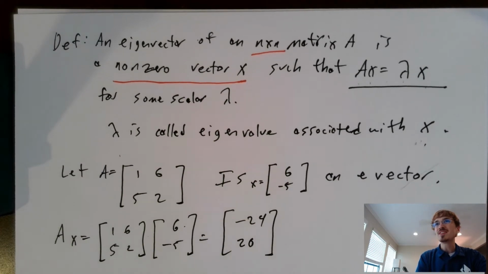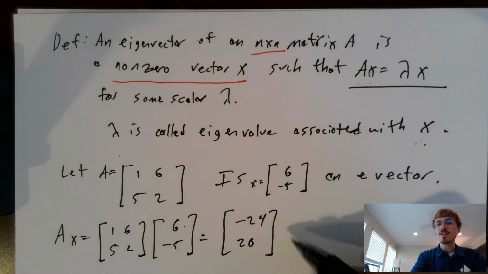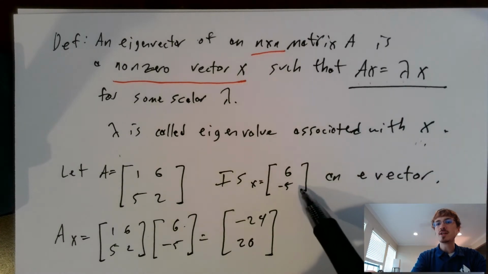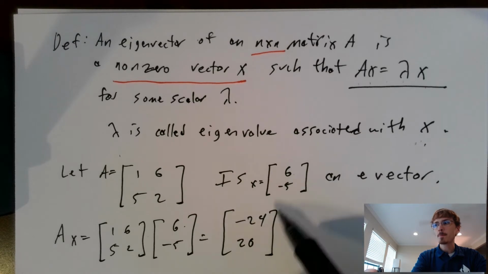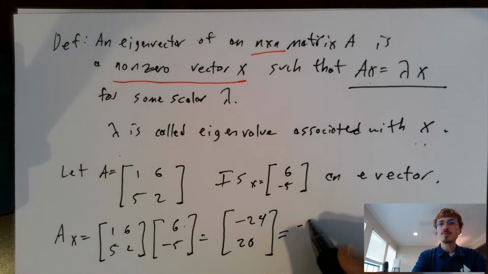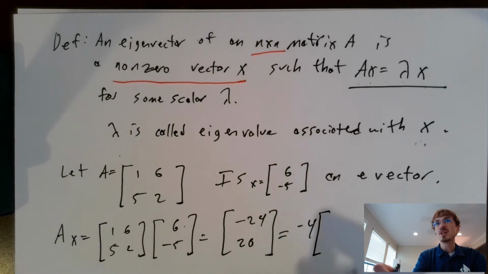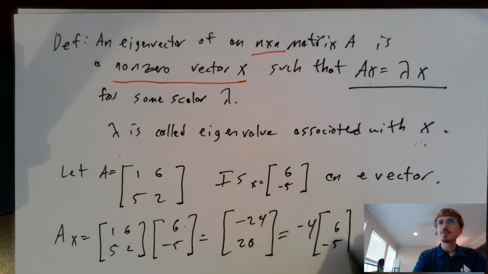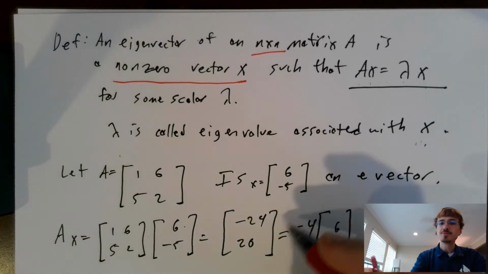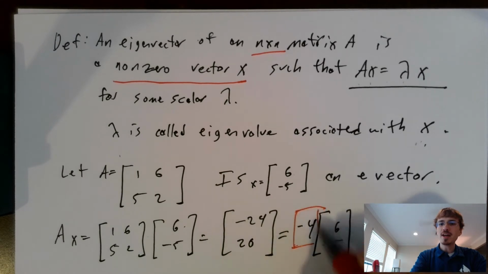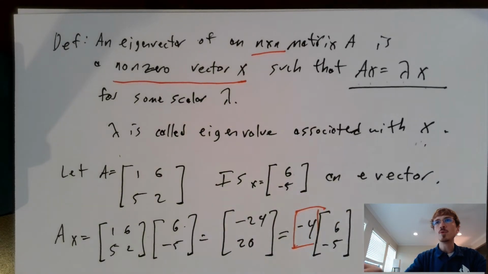How do we know if this is an eigenvector? I need to say that this is or is not some scalar constant times 6, negative 5. Well, how many times does 6 go into negative 24? Negative 4 times. And indeed, how many times does negative 5 go into 20? Negative 4 times. So this is negative 4 times the vector 6, negative 5. So is it an eigenvector? Yes, it is. And moreover, we have found its corresponding eigenvalue, negative 4.